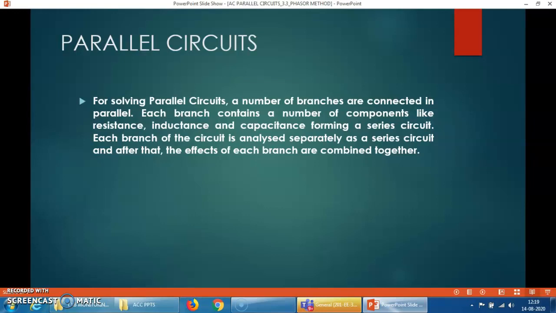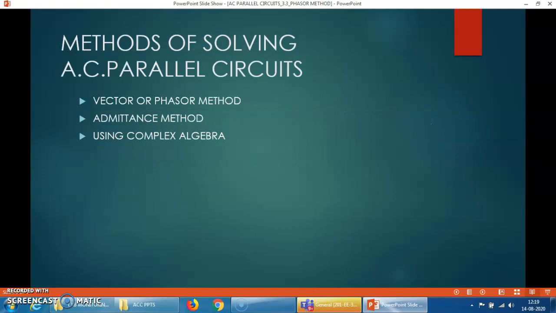So in a parallel circuit, a number of branches are connected in parallel, and each branch contains a number of elements, or components, like a resistor, inductor and capacitor forming a series circuit. So it may be complicated to solve any parallel circuit. There are various methods to solve the AC parallel circuit. See, these are the various methods. First method is the vector or phasor method.